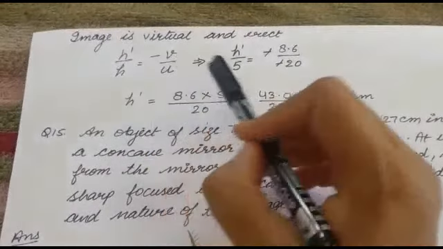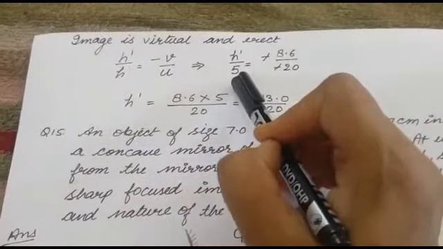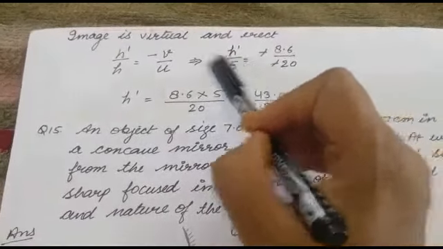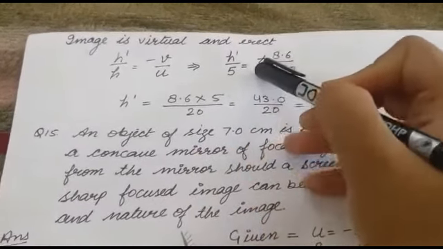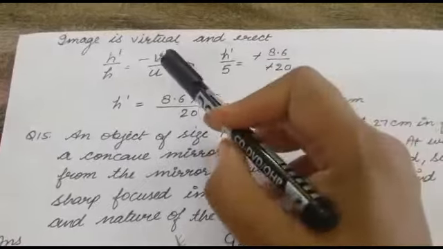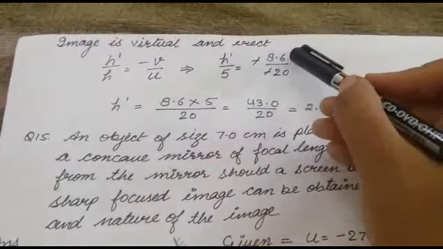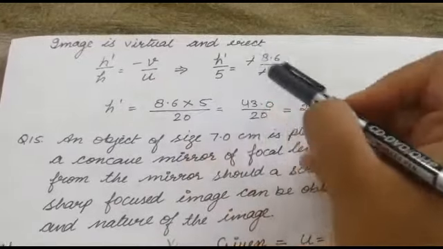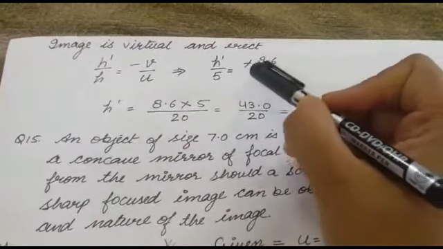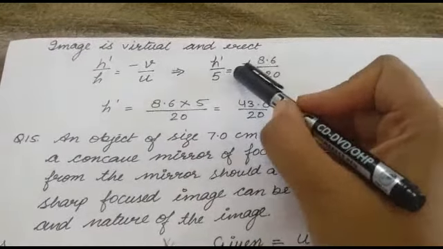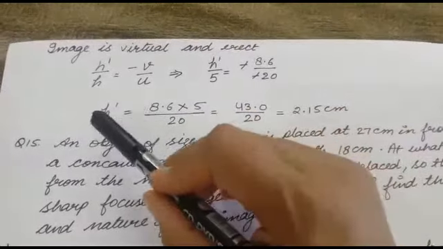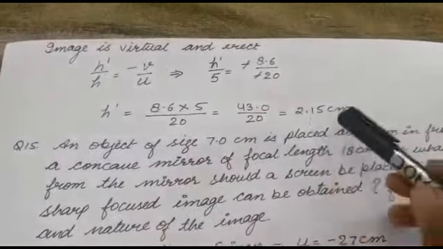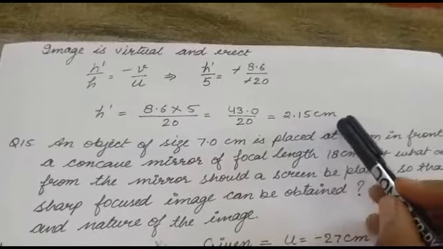h is the height of the object, which is given in the question, that is plus 5, equals minus, from the formula. The value of v we have just calculated is 8.6, and u, the distance of the object, is minus 20 centimeter. So we strike minus to minus, and when we solve it, we will get h dash equals 2.15 centimeter.